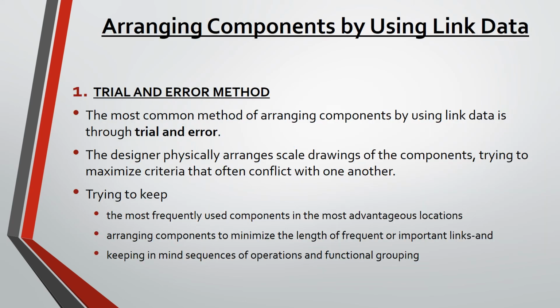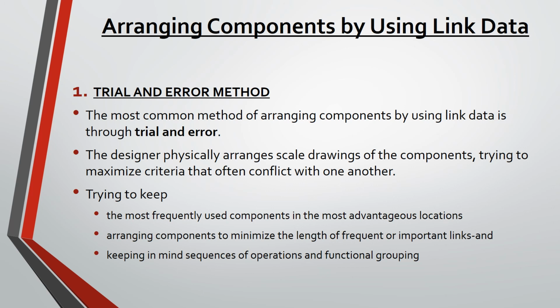And now we come to the next topic, arranging components by using link data. The first one, of course, is the trial and error method. The designer physically arranges scale drawings of the components, trying to maximize criteria that often conflict with one another. In the same way, he will try to keep the most frequently used components in advantageous positions, arrange components to minimize the length of frequent or important links, and keep in mind the sequence of operations and the function grouping. So obviously this is the trial and error method.